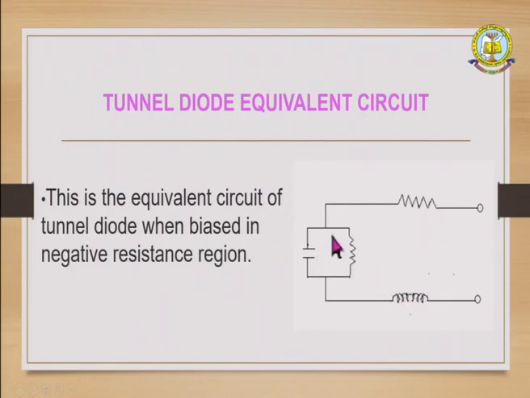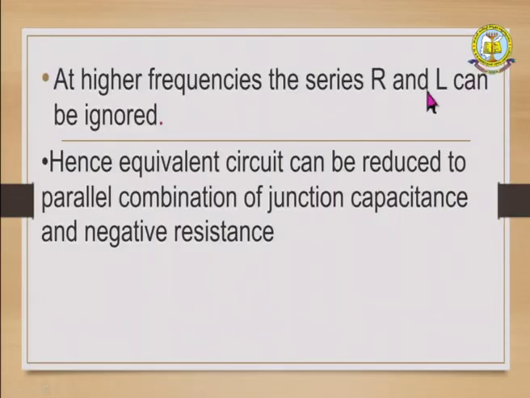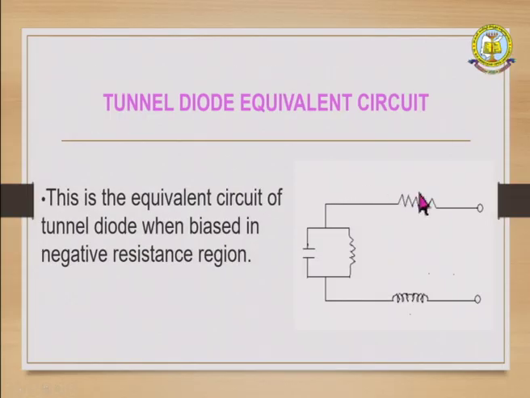Okay. So here, coupling the resistance, capacitor and inductor is equivalent to the circuit biased in the negative resistance region. This is the negative resistance region, capacitor and this resistance. Here also this symbol is the inductor, this symbol is the resistance, this is the capacitor. You see this one, at higher frequency the series R and L. R means resistance, L means inductor.